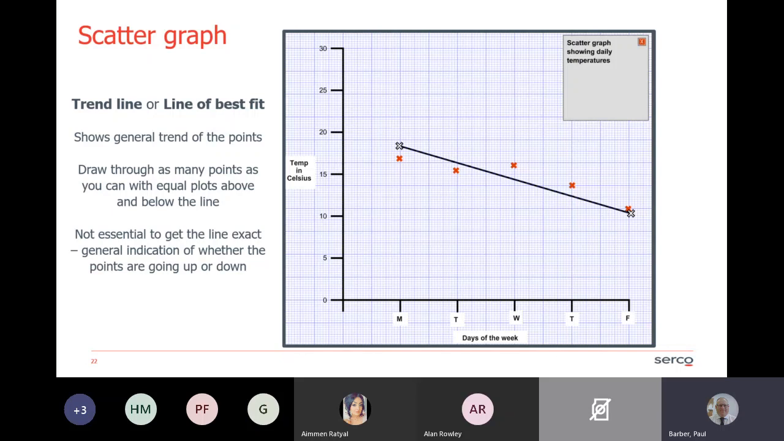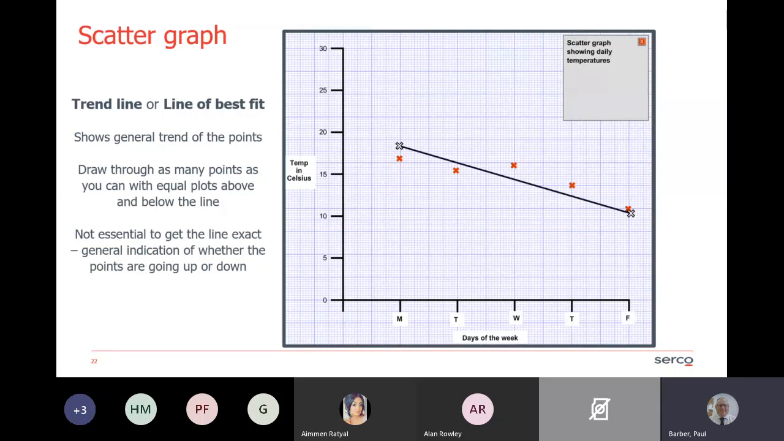So if you look at the one I've drawn, and I'm not saying it's perfect, but the far right lowest temperature is almost on the line. I've got then 2 above the line and 2 a little bit below the line. So they're sort of equally spaced. There is a way in maths that you can work out exactly where the trend line should be, but it's a very difficult, complicated calculation, and you wouldn't be expected to do that at all.